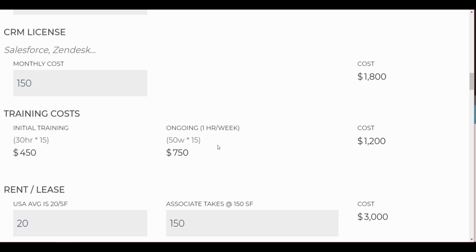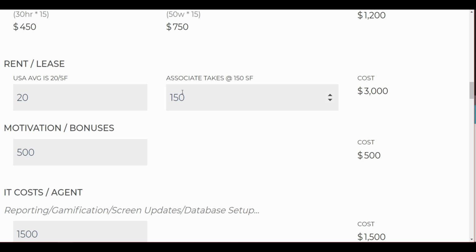Pretty much all customer service organizations are using some type of CRM, whether that's an internal piece. Most of it is now off the shelf, a Salesforce, a Zendesk. So an average per license fee is right around $150 a month, which adds up to about another $1,800.